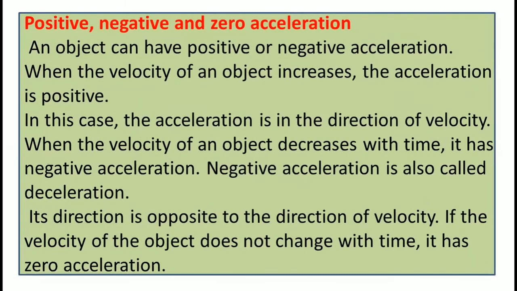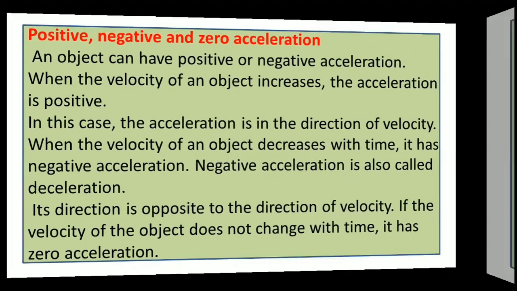Then you see positive, negative and zero acceleration. An object can have positive or negative acceleration. When the velocity of an object increases, the acceleration is positive, in the case where the acceleration is in the direction of velocity. When the velocity of an object decreases with time, the acceleration is negative, and negative acceleration is also called deceleration. Its direction is opposite to the direction of velocity. If the velocity of an object does not change with time, it has zero acceleration.